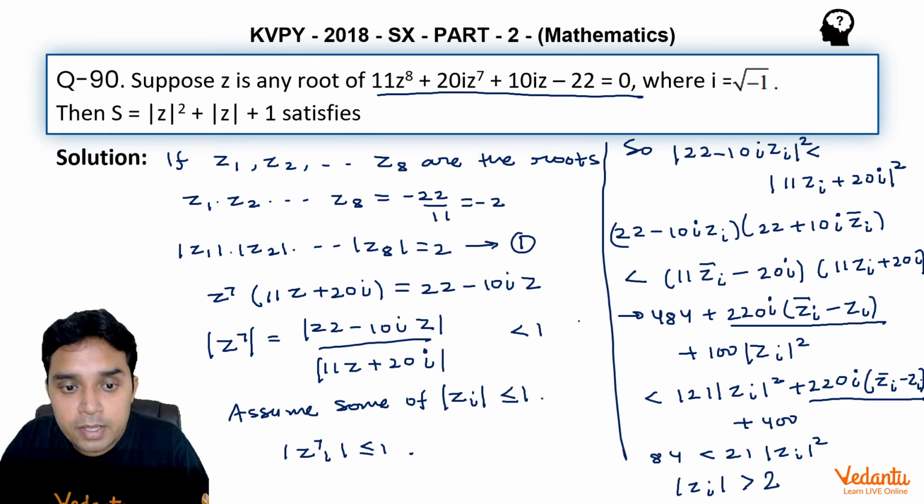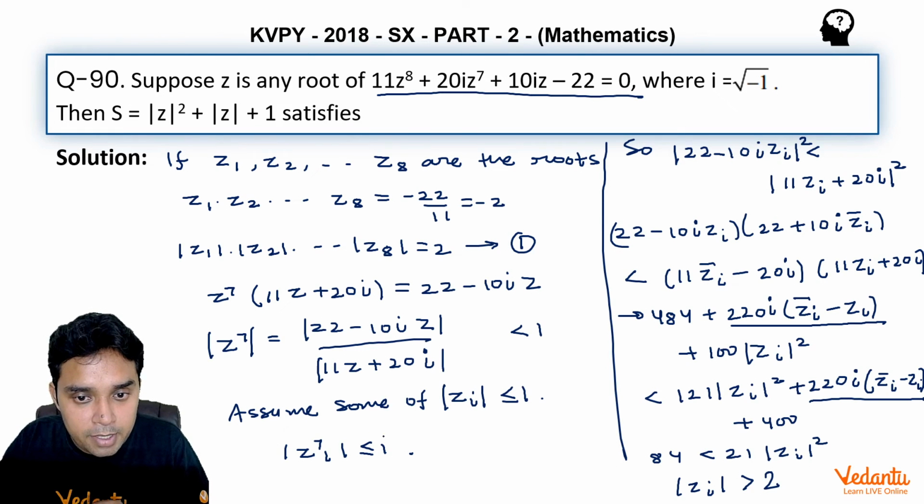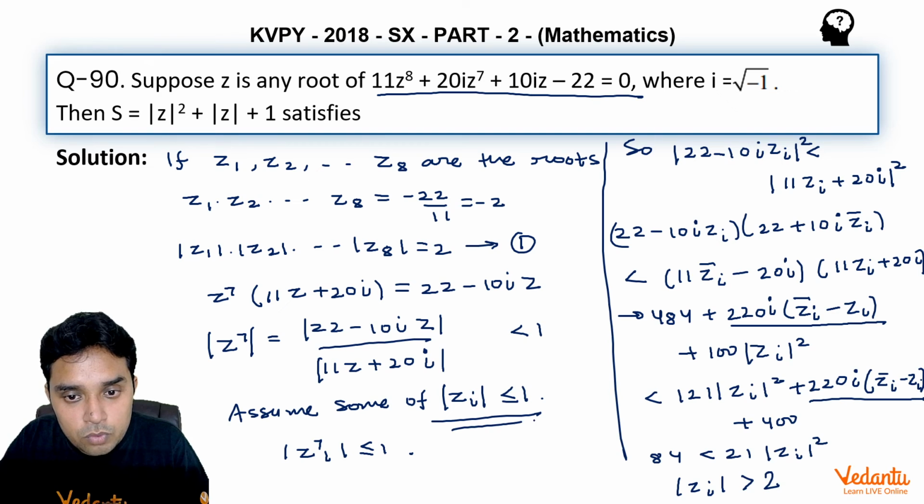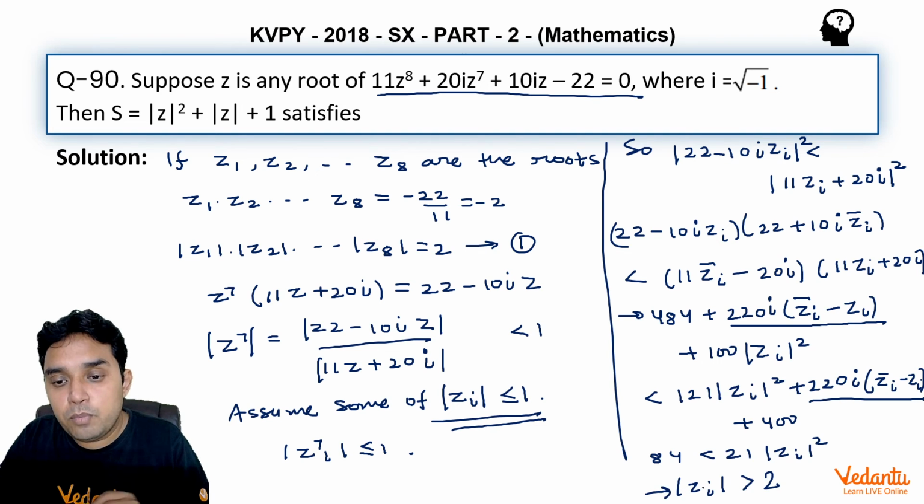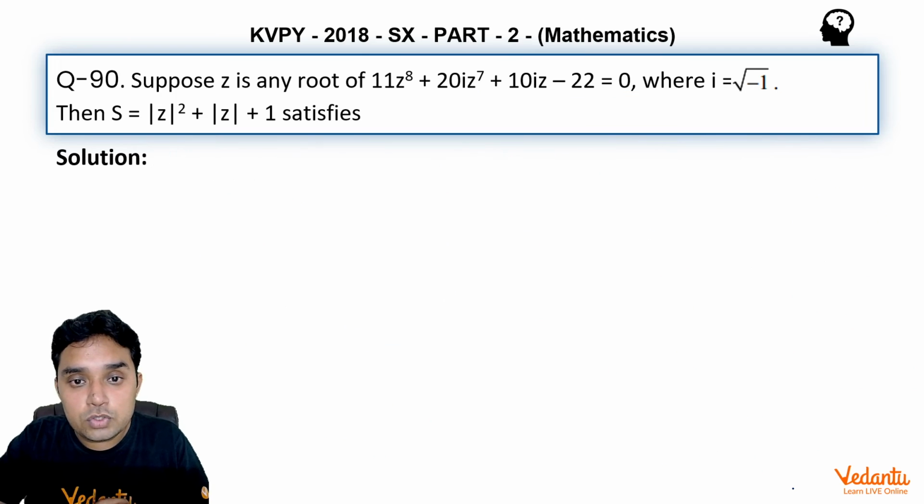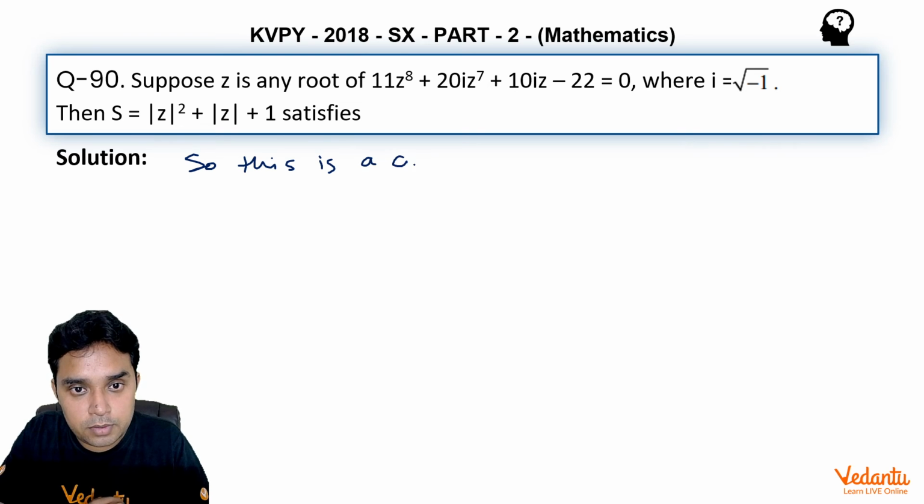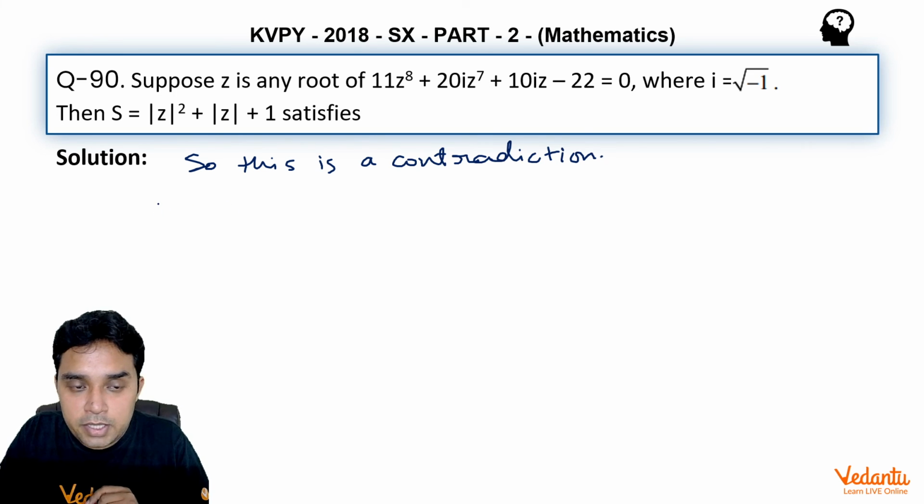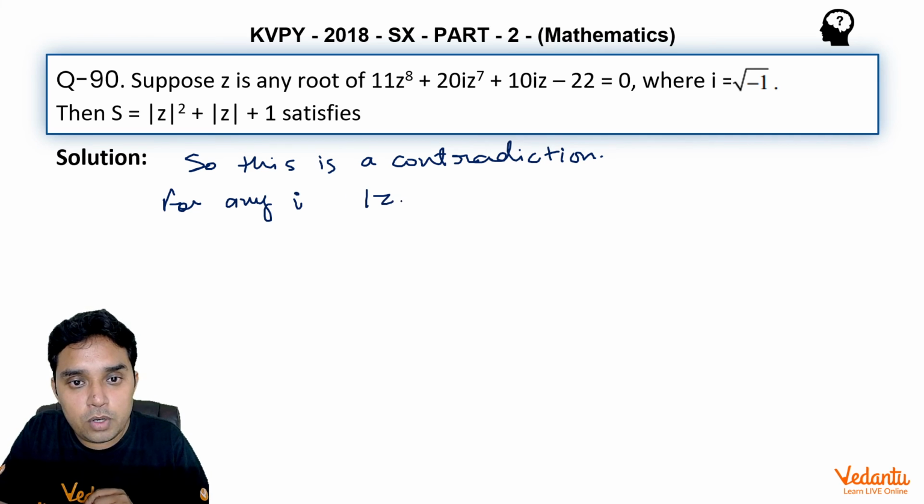So we assumed that for some i, |zi| is less than or equal to 1, but we obtained that |zi| is greater than 2. So this is a contradiction. And this contradiction means that for any i, we cannot have |zi| less than or equal to 1. So for all i, |zi| should be greater than 1.